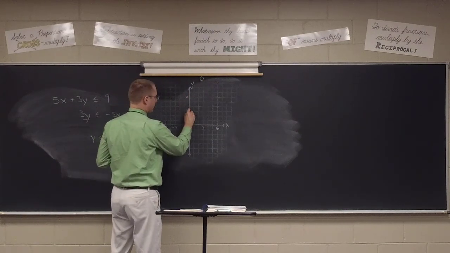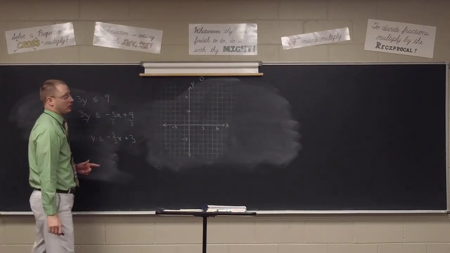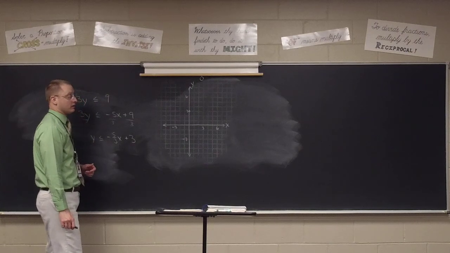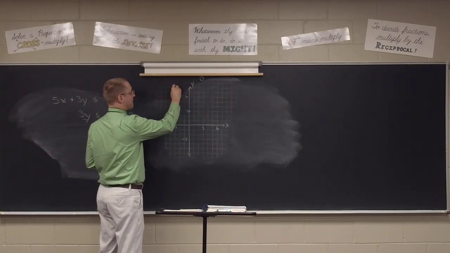We'll start by plotting the y-intercept here at 3, and then from here, class, we would need to rise 5, run backward 3. So rise 5, backward 3.